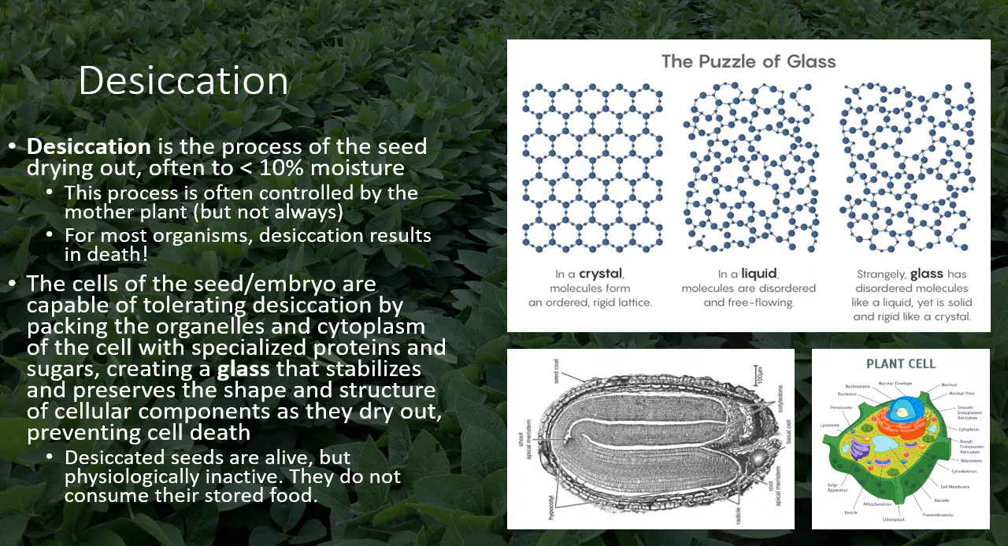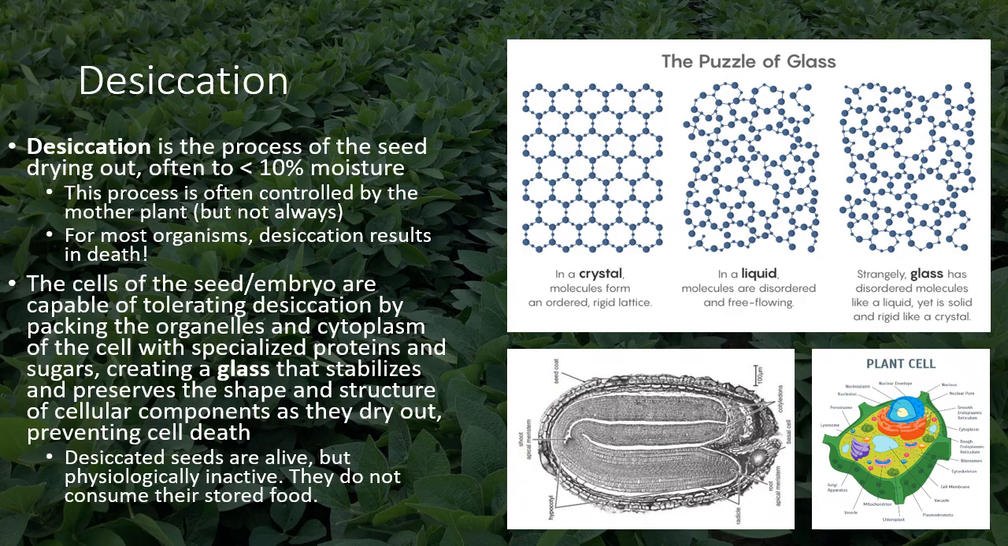The cell packs its organelles and cytoplasm with specialized proteins and sugars, and by packing as much of these protective proteins and sugars as they can within the contents of the cell, they're able to stabilize and preserve the shape and structure of those cell components as they dry out. They're literally making a glass within the seed.